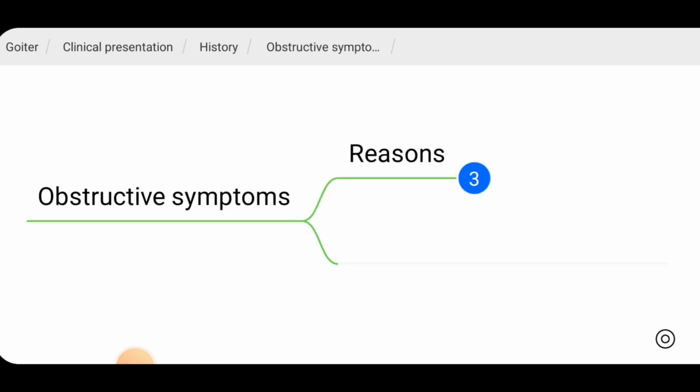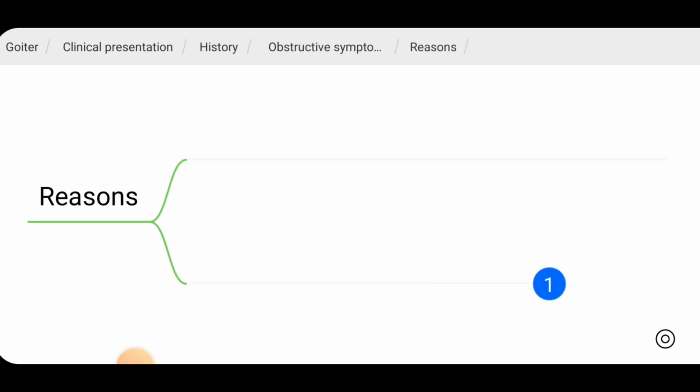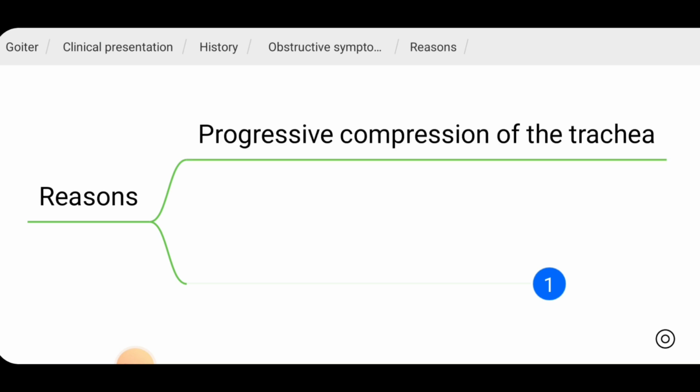What are the reasons for obstruction in goiter? Obstruction means the obstruction of the airway and sometimes the esophagus. Usually this compresses the trachea. So the obstructive symptoms occur due to progressive compression of the trachea, and the esophageal compression only occurs if the goiter is very large, with retrosternal extension.